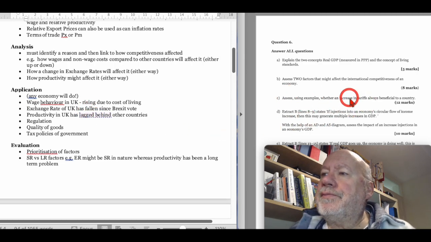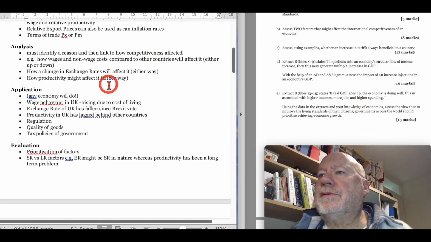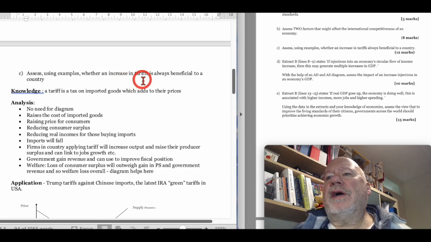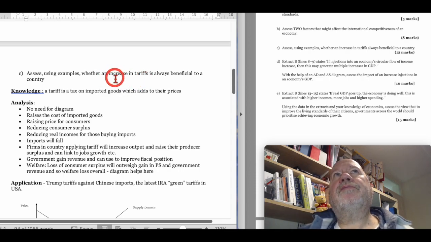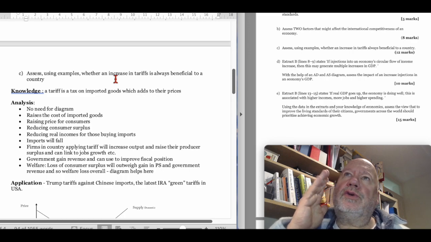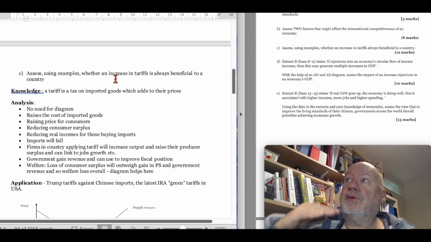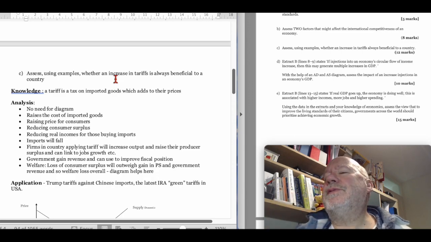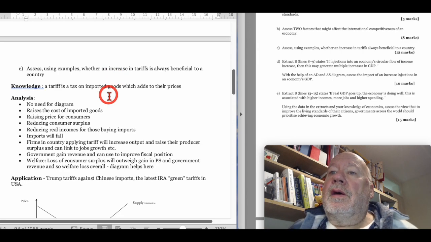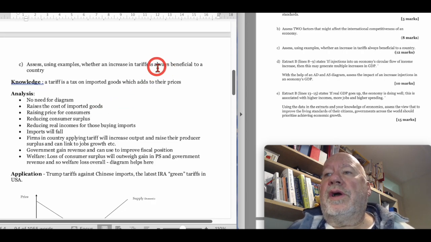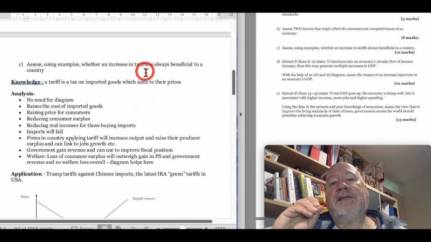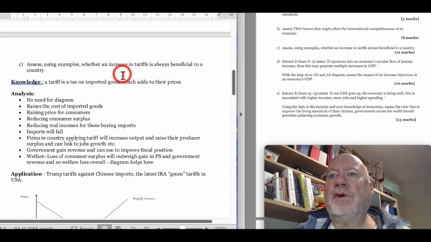Okay, the 12 marker, well, we put it in there because I thought that would be a really nice, easy one. And it does say whether an increase in tariffs. Now, if this comes up, then you tend to have a tariff and then you increase the tariff. I've shown you the diagram when that doesn't happen, because that's the one that most of you used. But really, is it always beneficial to a country? So this is, as I say over here, a 12 marker. So this is marked with 8 KAA and 4 evaluation points.